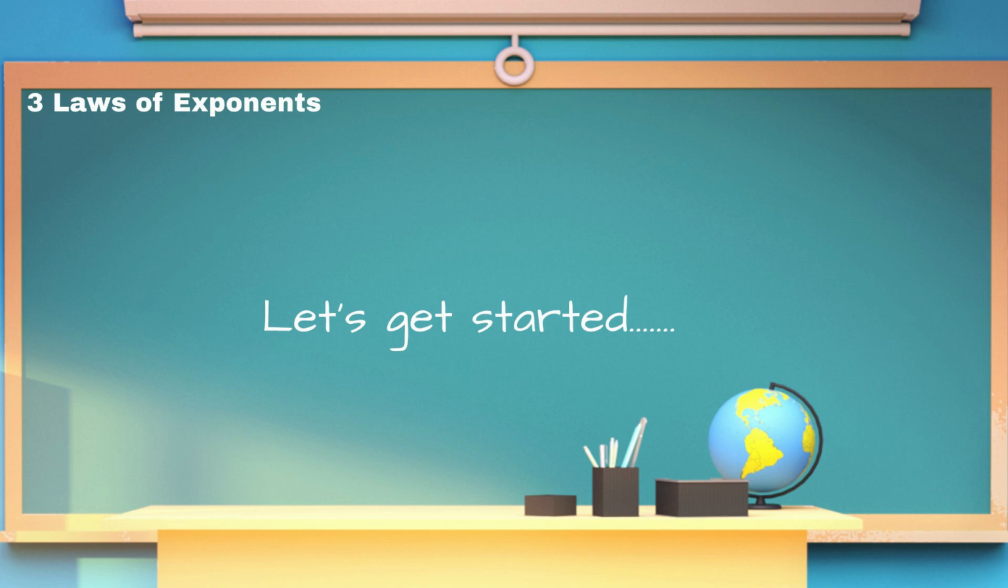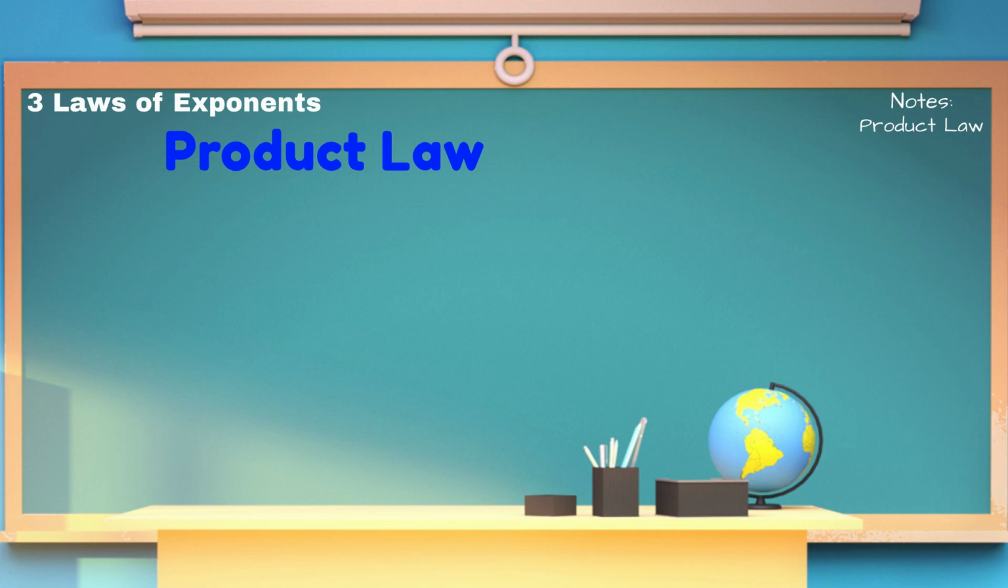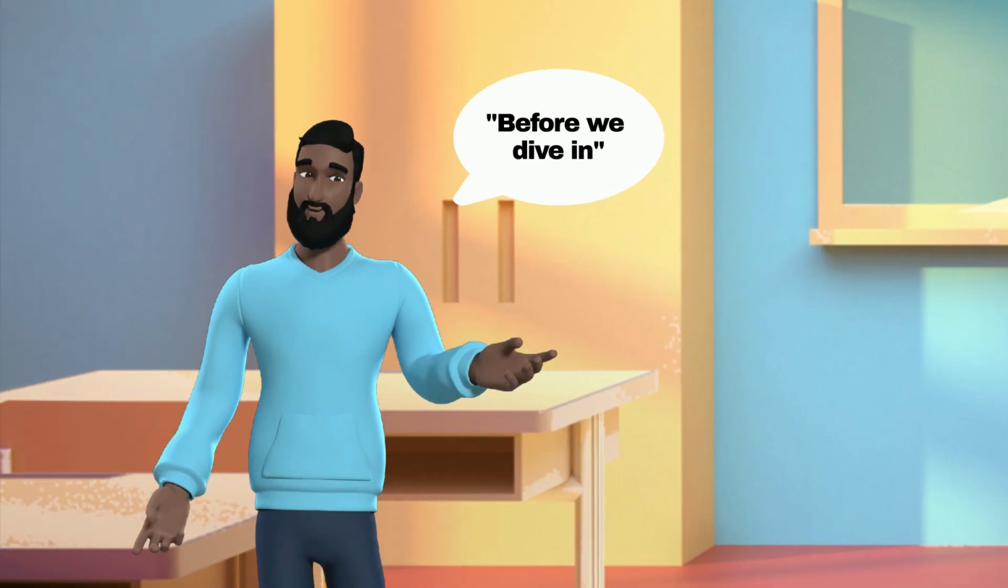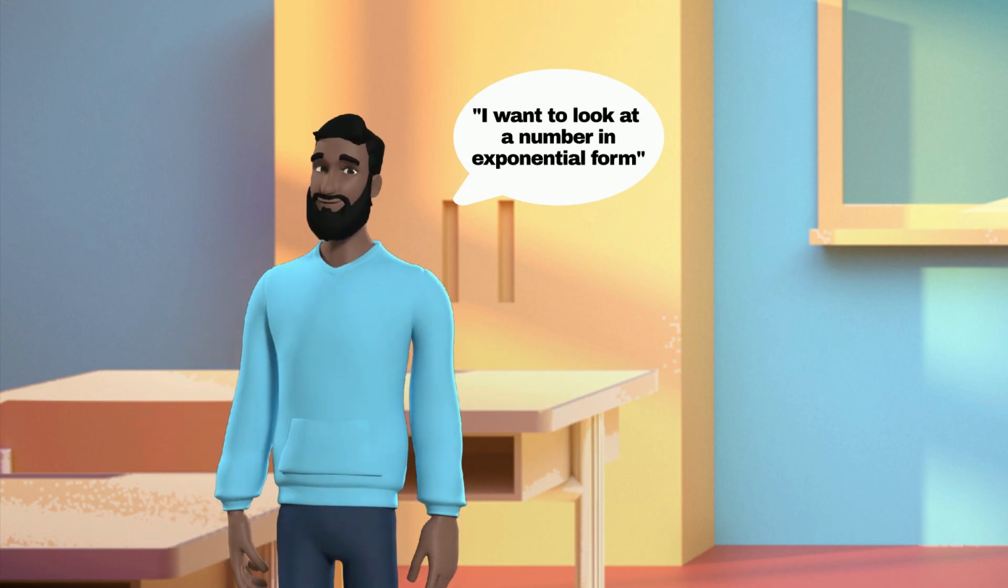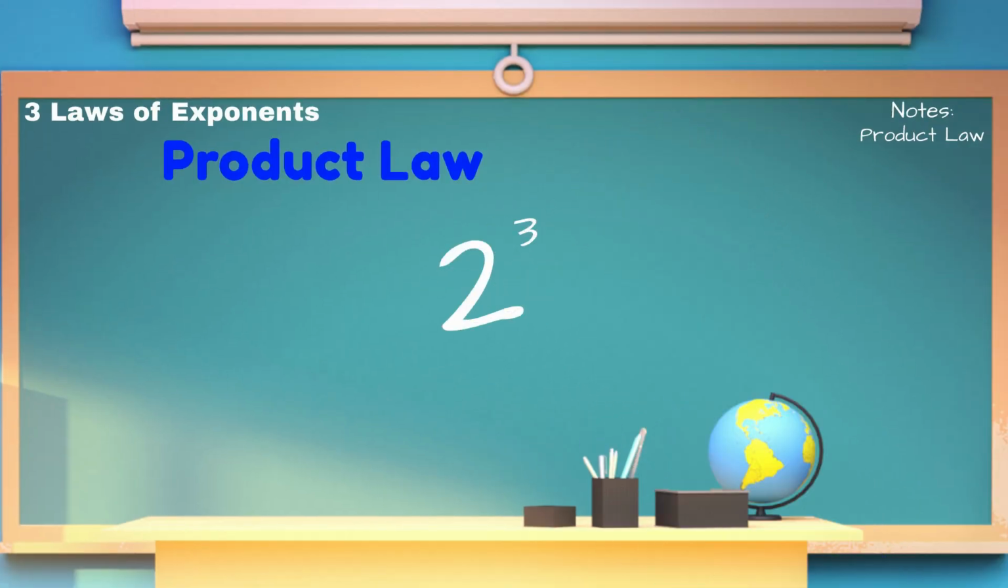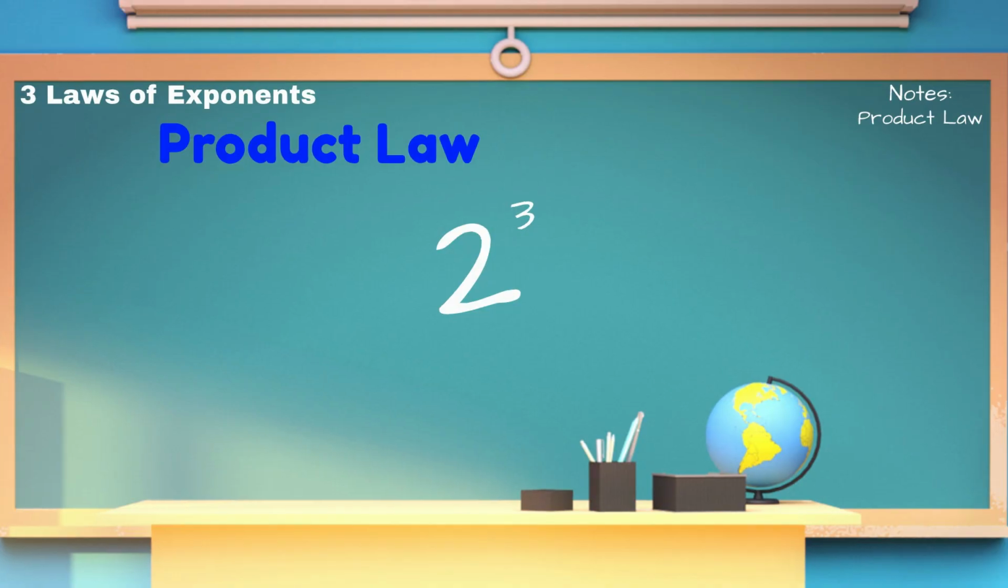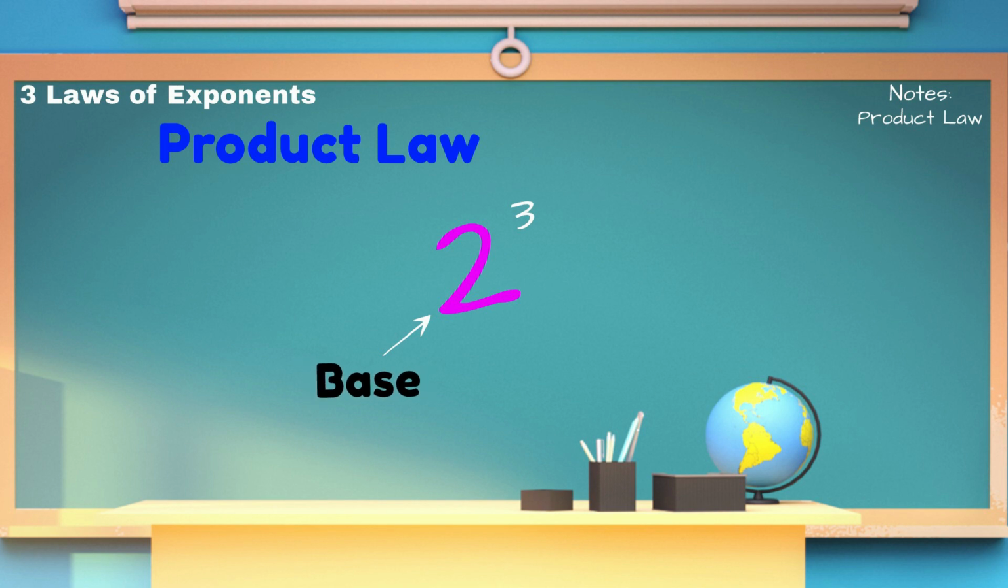Let's get started. The first law we're going to look at is called the product law. Before we dive in, I want to look at a number in exponential form, 2 to the 3rd power. Let's break this down. Each part has a specific name. Here, the 2 is the base, and the 3 is the power or exponent. Keep that in mind. I'll keep that right here, just as a reference.